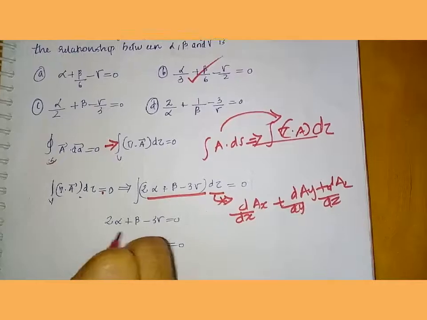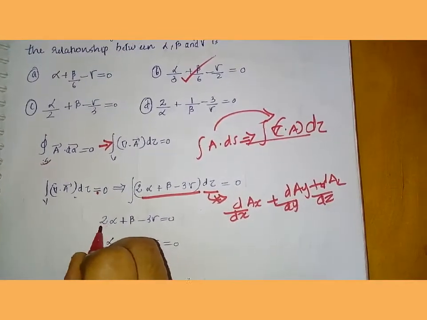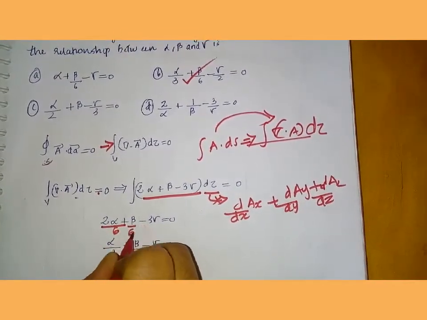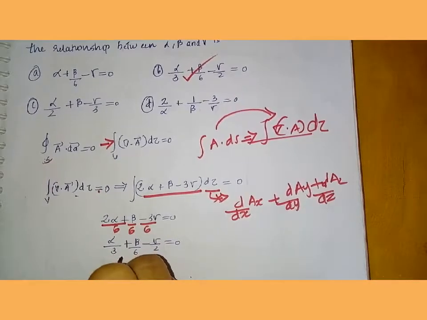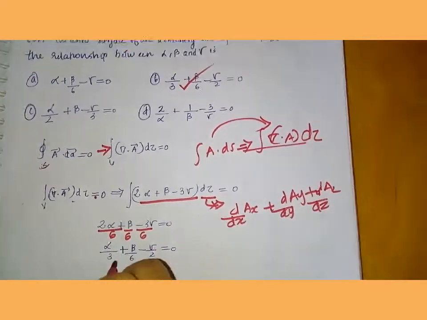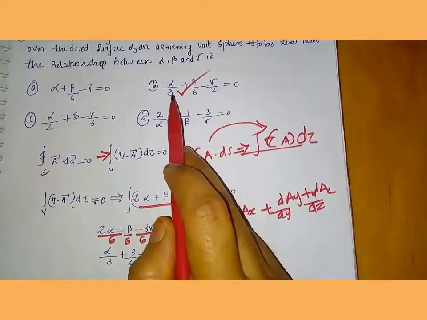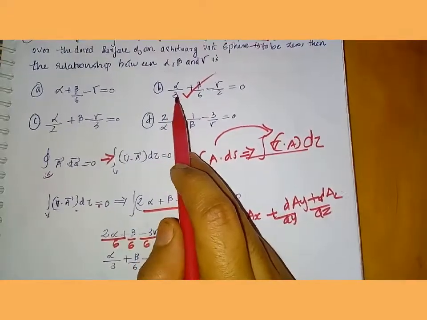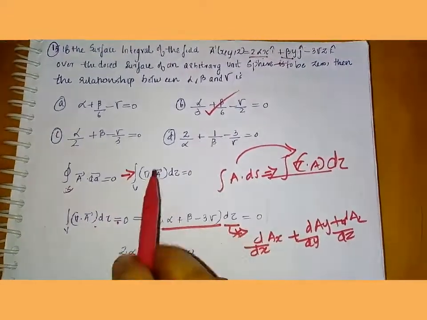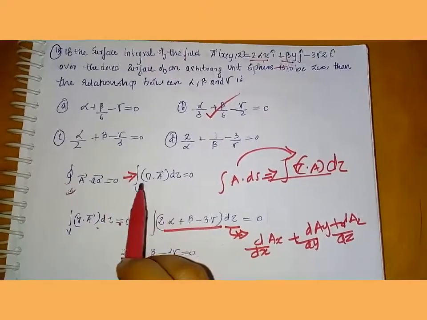From that we can divide throughout by 6. So we get the answer as alpha by 3 plus beta by 6 minus gamma by 2 is equal to 0. So we get the answer as option B. We are just doing the Gauss divergence theorem here.